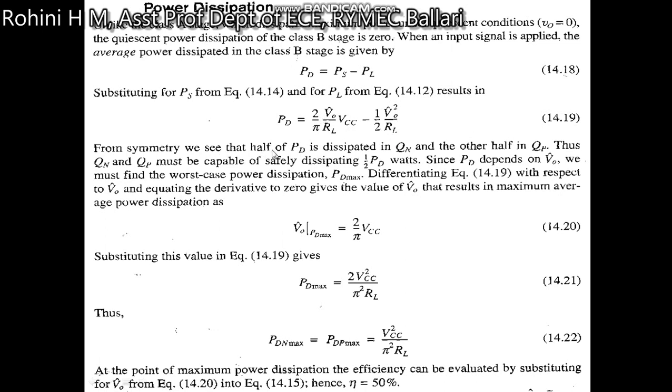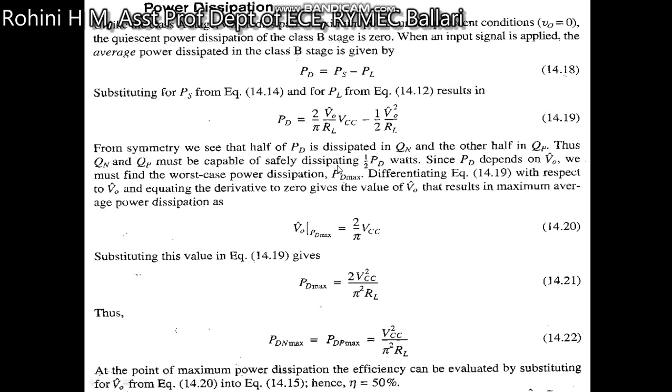From the symmetry we can see that half of the power PD is dissipated in Qn and the other half in Qp. Thus Qn and Qp must each be capable of safely dissipating 1/2 of PD. Since PD depends on the value of V out, we must specify the worst case power dissipation, PD max.